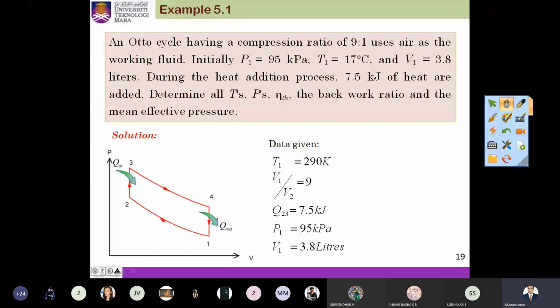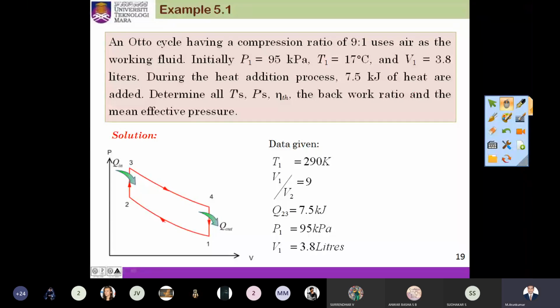So we have the formula for mean effective pressure. Then we have other formulas to calculate the temperatures and pressures in all the four processes. So we have P1, T1 and V1 values, and we have the Q in value here. So we can easily calculate. Your PV diagram will look like this. From process 1 to 2, isentropic compression, then 2 to 3 constant volume heat addition, then 3 to 4 isentropic expansion, then 4 to 1 again constant volume heat rejection.